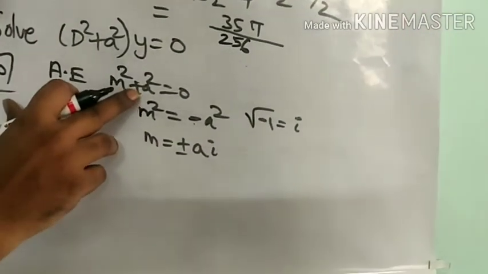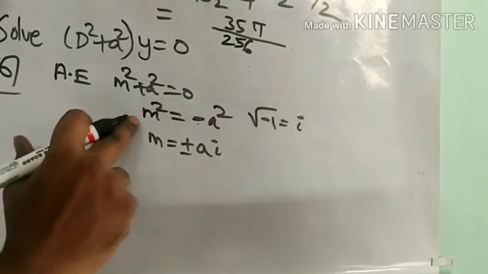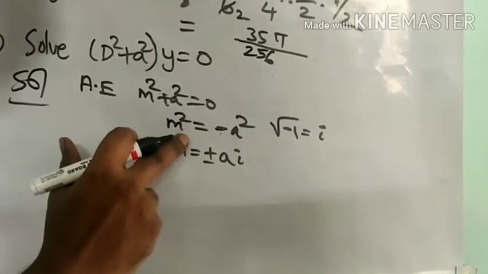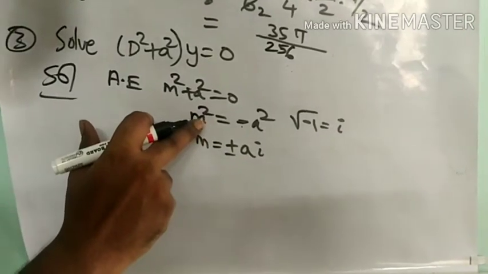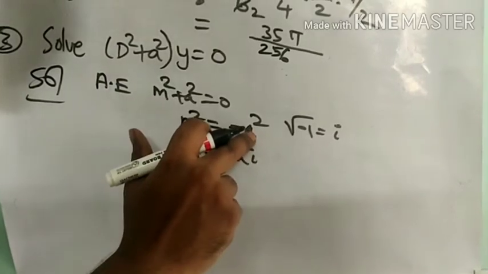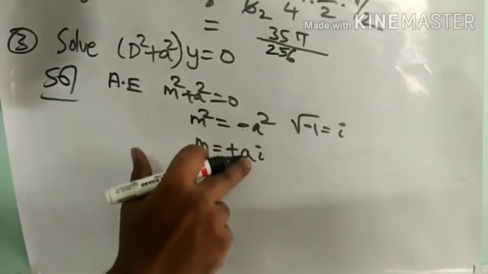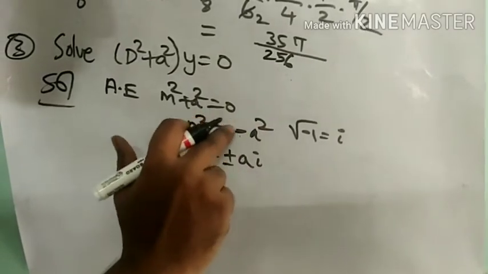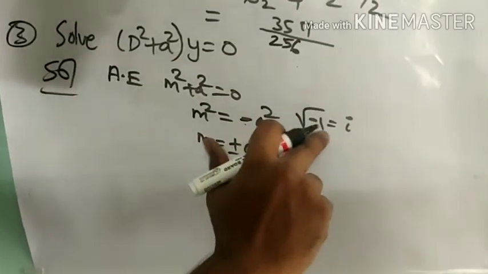Okay, again I repeat. So here m square equals minus a square. Now you take the square root on both sides. Here m is equal to, whenever you take the square root of m square, you write plus or minus first. After that, the square root of a square is a. If it is minus, you write i, because you are taking the square root of minus 1, which is nothing but i.